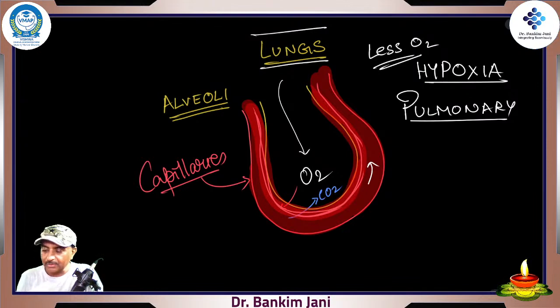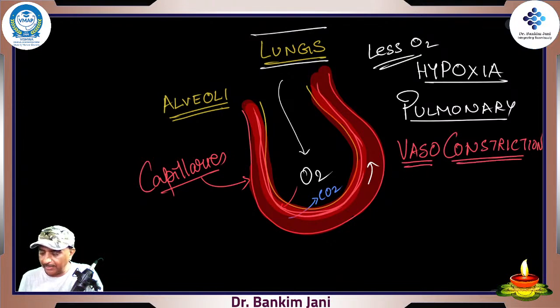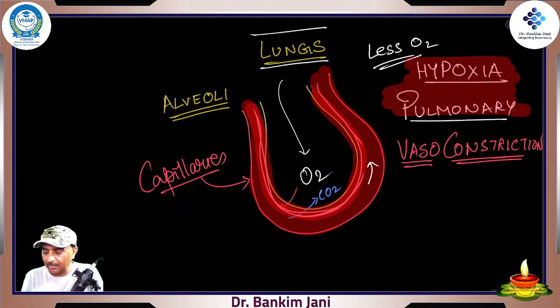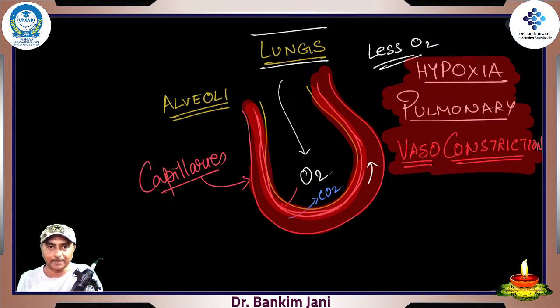And this thing is called vasoconstriction. Vaso means vessels, constriction means they become small. You have learnt this principle of the respiratory system. This is what is called hypoxic pulmonary vasoconstriction. Hypoxic means because of hypoxia, pulmonary vasoconstriction. Vaso means vessels, and constriction means they narrow down.